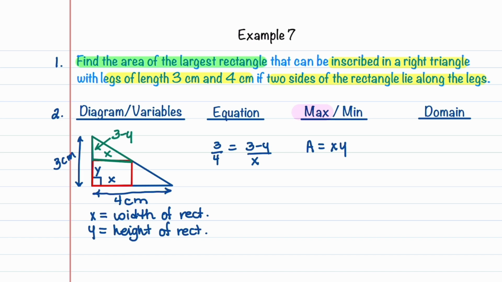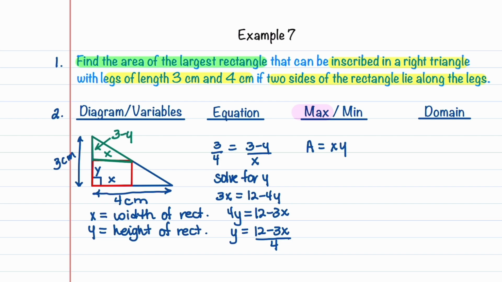And now we need to get this formula for A just in terms of x. So we're going to go back to our equation and solve this for y. Let's go ahead and cross multiply. This gives us 3x is equal to 12 minus 4y. So we can say that 4y is equal to 12 minus 3x, and y is equal to (12 minus 3x) all divided by 4. Let's now substitute that in for our area. A is now x times (12 minus 3x), all divided by 4.